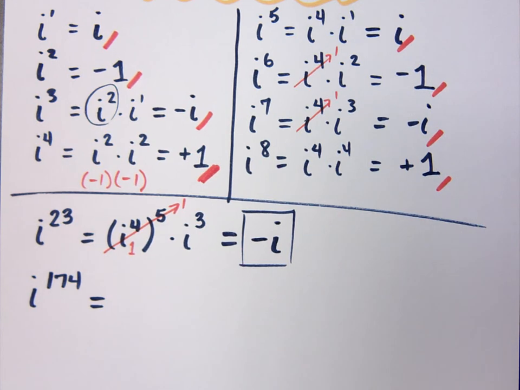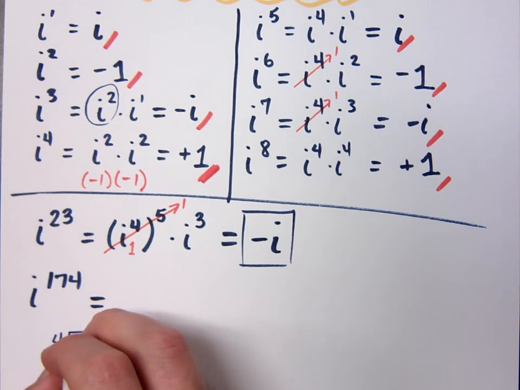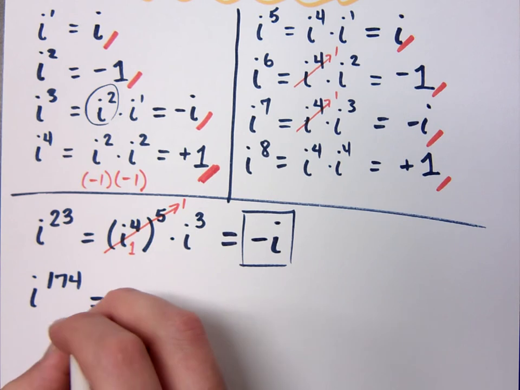But the sets of 4 don't matter, because however many sets of 4 I have, every set of 4 factors of i gives me what? 1. No matter how many ones I have, that doesn't matter. What does matter? What's left over. So what you need to do here is some long division. 4 goes into 174.